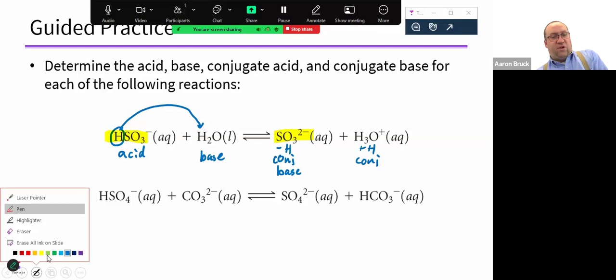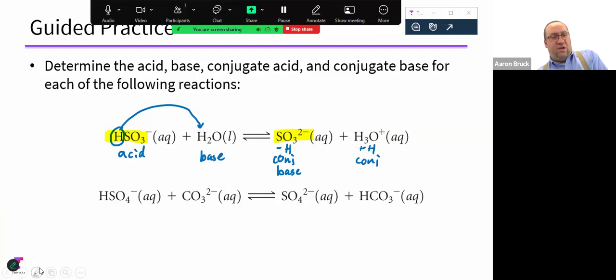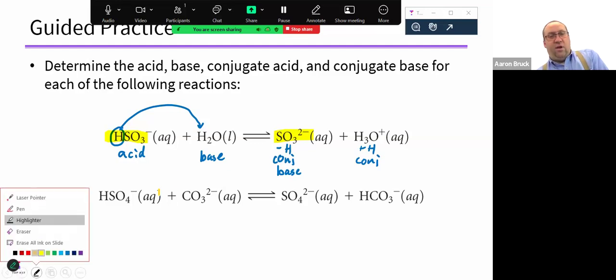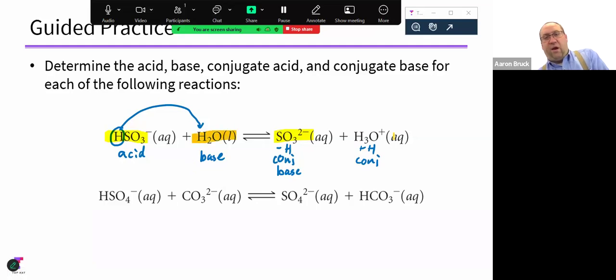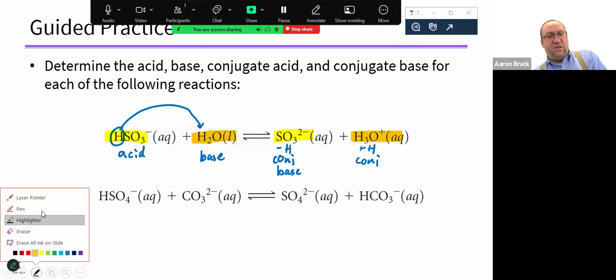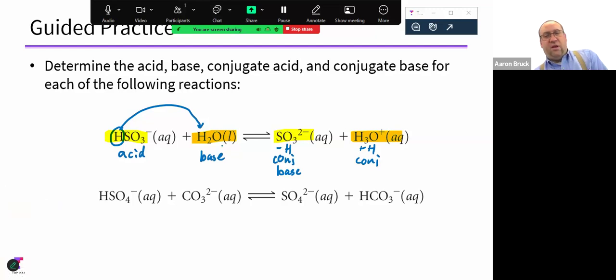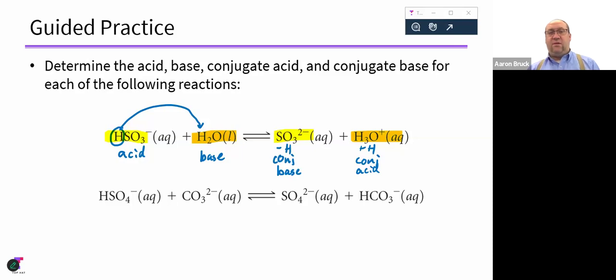And I could make a similar kind of determination for the water pair. Water and hydronium, they're one hydrogen apart. This one acted as a base, so this one must be its conjugate acid, because you can't have a conjugate base to another base. They're not conjugate base pairs, they're conjugate acid base pairs. So every conjugate pair has to have an acid and it has to have a base.